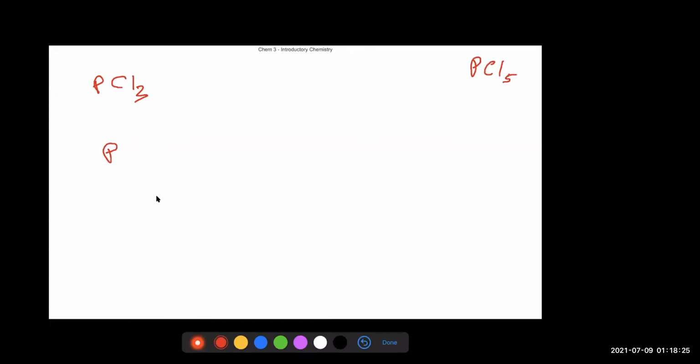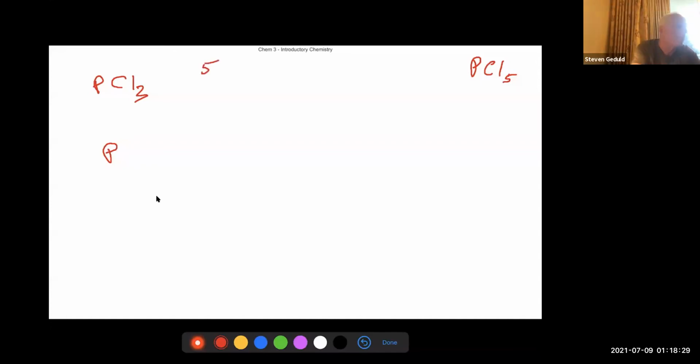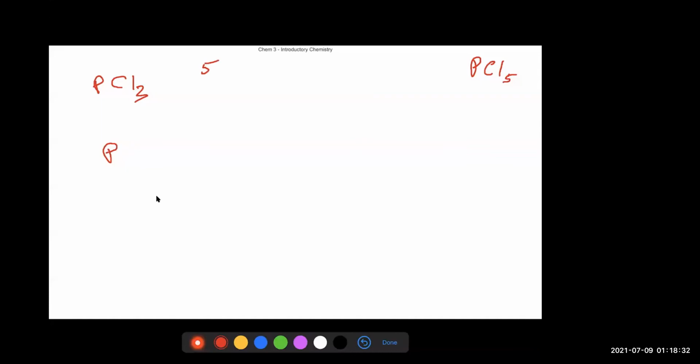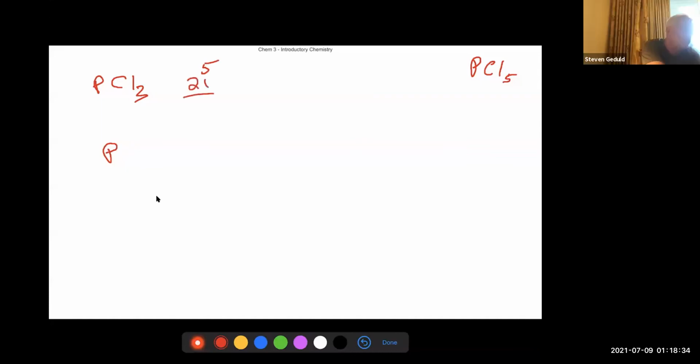Okay. So phosphorus has how many valence electrons? Phosphorus has 5 valence electrons. Chlorine has 7. 7 times 3 is 21. So I have to account for 26 valence electrons. So we'll put chlorines attached to the phosphorus, just like that. We'll draw our lines first. Okay, just draw it out. And then we'll put in everything to make everything have 8.